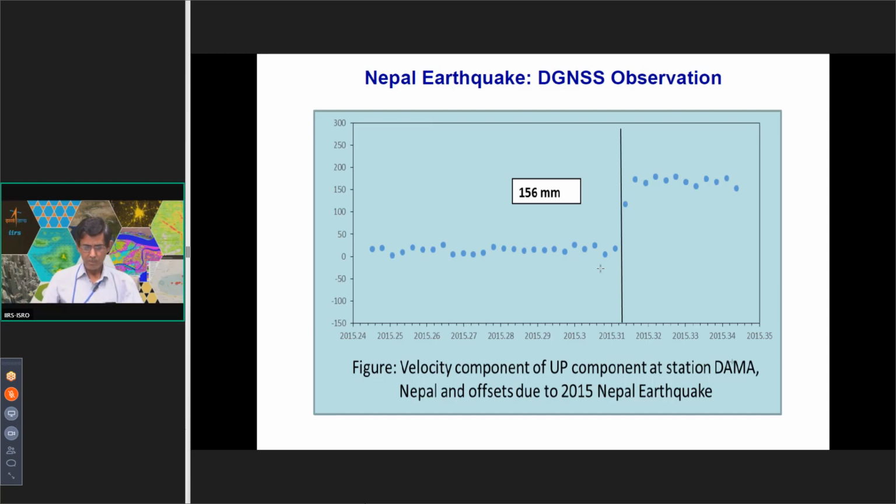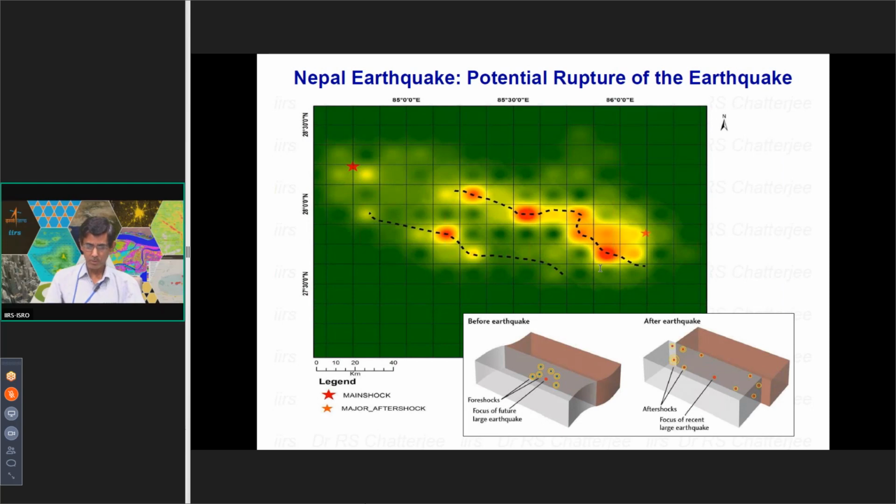Here we have the up component of the velocity due to the Nepal earthquake, and we see the up component for that particular station is around 15.6 centimeters. So all this displacement that we observe is not uplift or subsidence; the major component is from west to east. That is, the horizontal component is the major component of the displacement due to the earthquake.